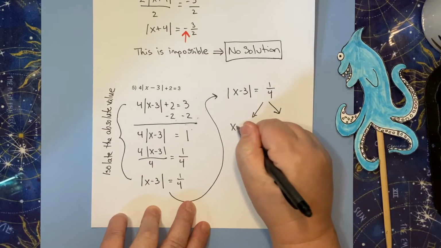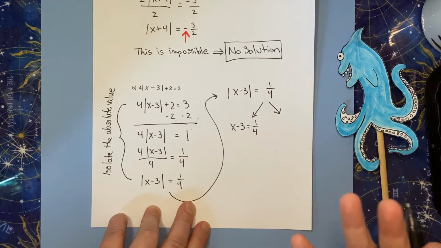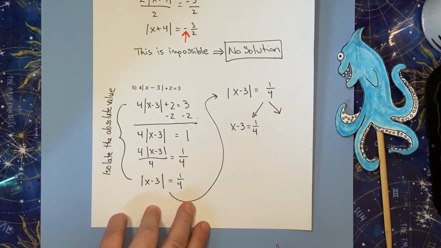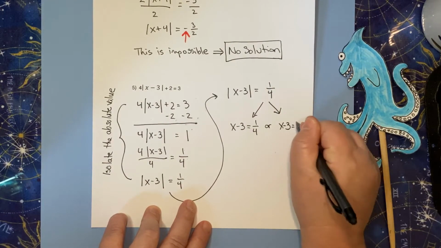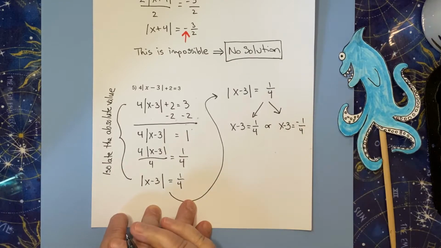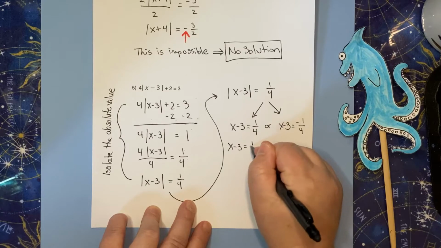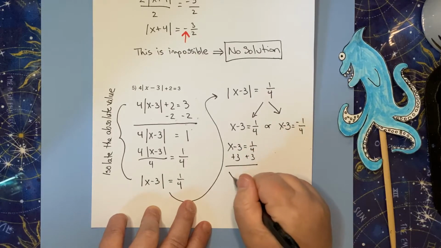Okay, I'm going to set this up just like I did before. The first one, the one that I do first, is always going to be the one where it's positive 1/4. I just get rid of the absolute value. Or x minus 3 equals negative 1/4. Now, in both cases, I'm going to go ahead and rewrite it. I'm going to add 3 to both sides.